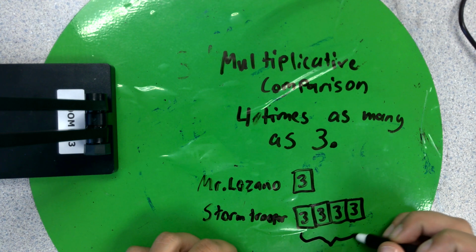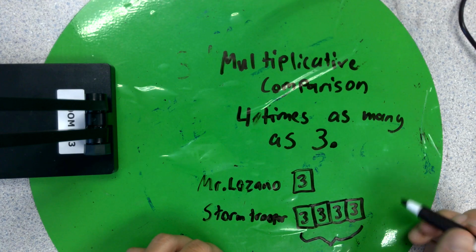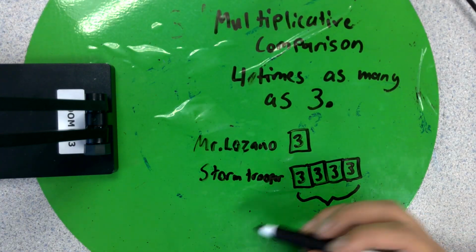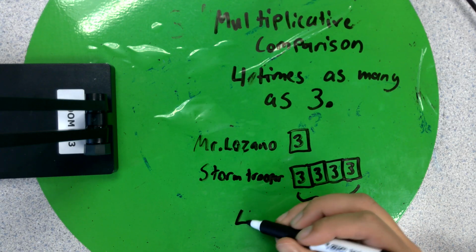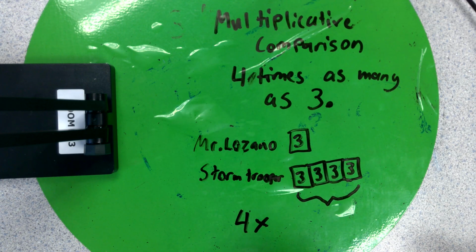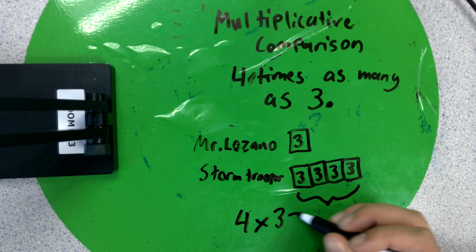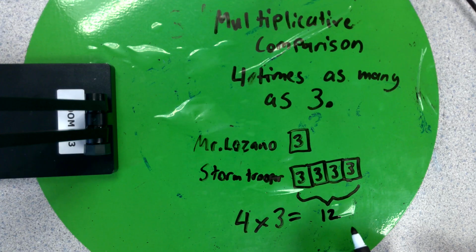And so the way we can compute this, of course, you can make a multiplication equation such as what we've learned from 3rd grade. Since it is 4 times as many as 3, we're going to do 4 and our multiplication symbol times 3, and we can compute that is 12. So we can see that 4 times as many as 3 is going to be 12.